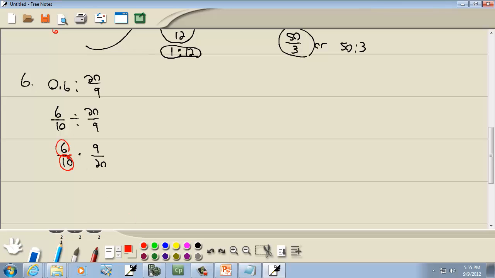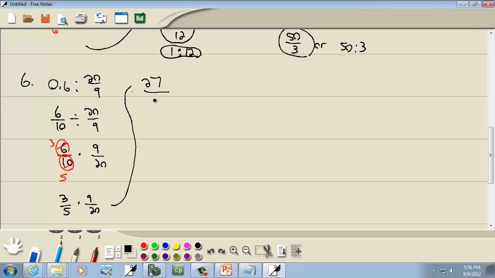Looks like 6 and 10 I can reduce. They're both divisible by 2. So that gives me 3. And 10 divided by 2 gives me 5. So we got 3 over 5 times 9 over 20. Doesn't look like anything else will simplify.